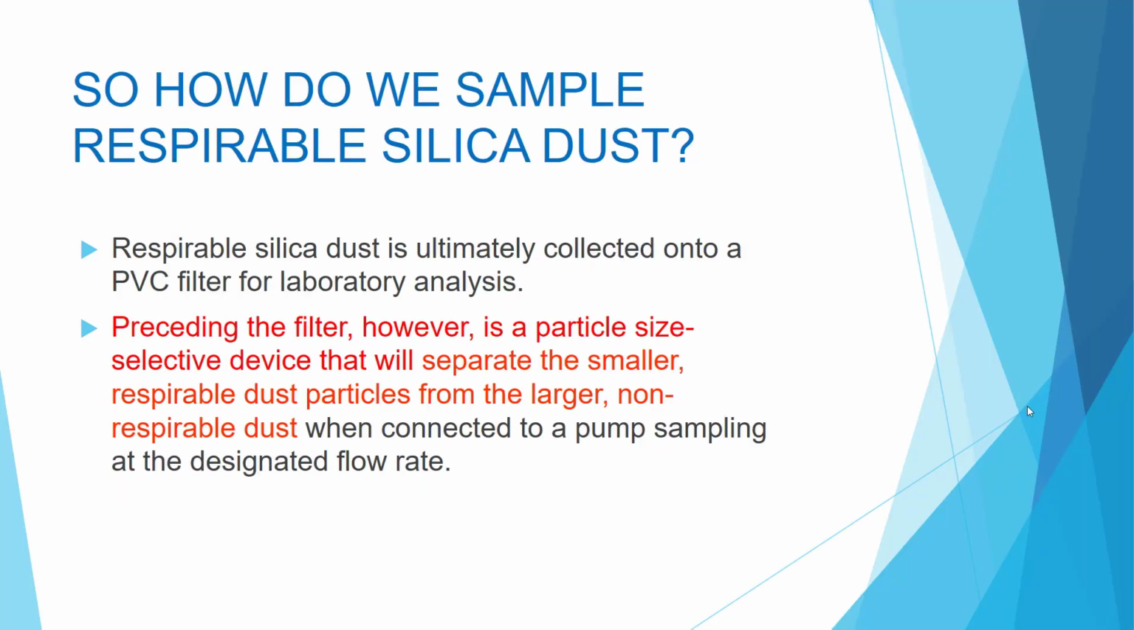Let's get back to the basics of sampling. Ultimately, silica dust is collected onto a filter for lab analysis. Preceding the filter, however, is a particle size selective device that will separate the smaller respirable dust particles from the larger non-respirable dust in the dust cloud.